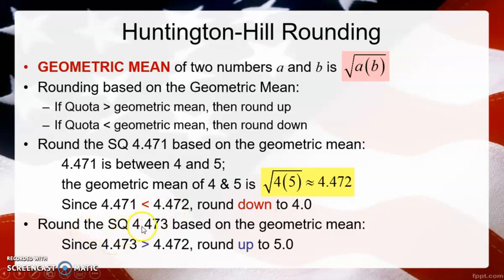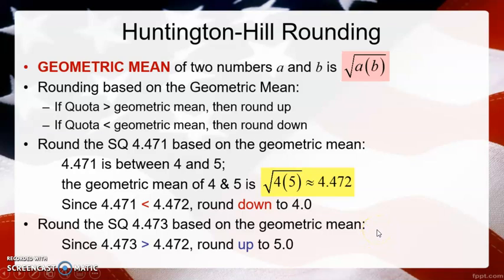What about the standard quota of 4.473? Well, notice that that still has the same geometric mean because the lower quota of this number would be 4 and the upper quota would be 5. So this is the same geometric mean. But in this case, because the 3 is greater than the 2, the standard quota is greater than the geometric mean, and therefore we would round up to 5.